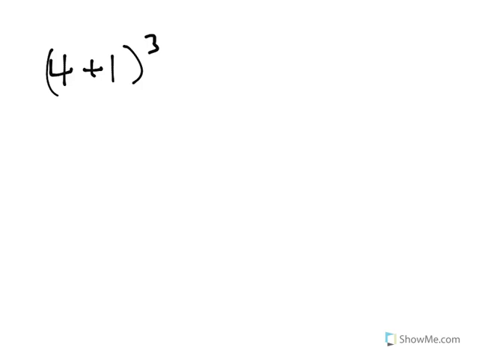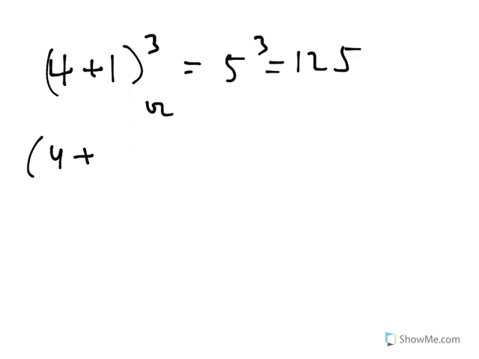A kind of unusual thing you can do with binomial expansion is calculate things out. For instance, in this case, 4 plus 1 to the third. Well, we know that's the same thing as 5 to the third, which is 125. By order of operations, you do the parentheses first. But what if instead I didn't want to do it that way. What if instead I did a binomial expansion?